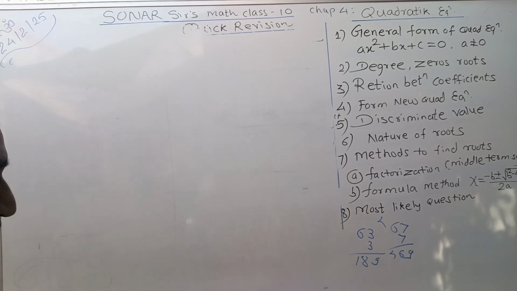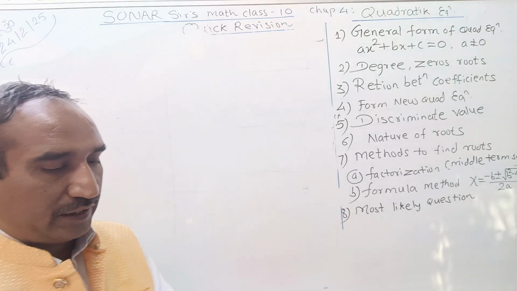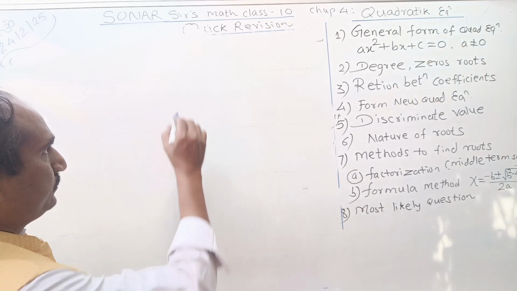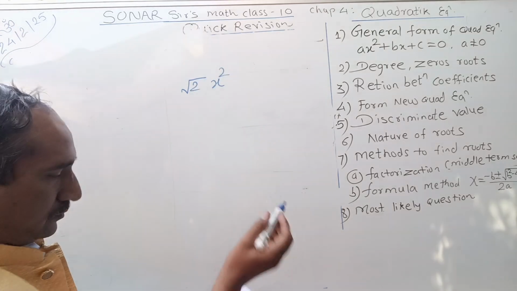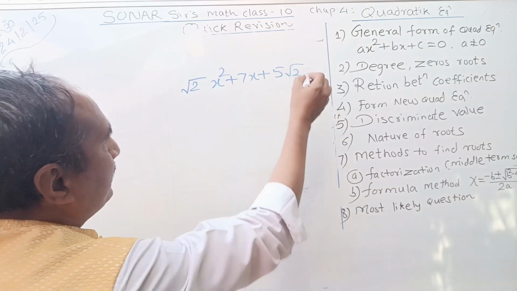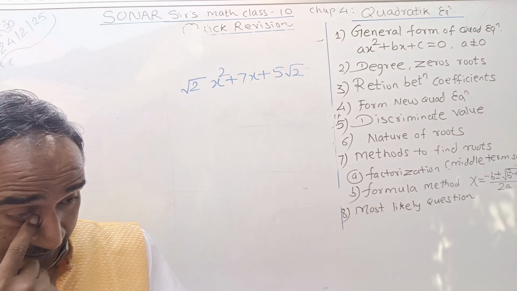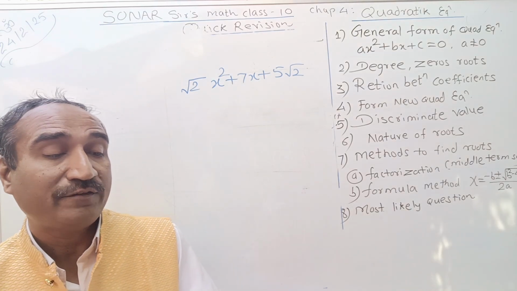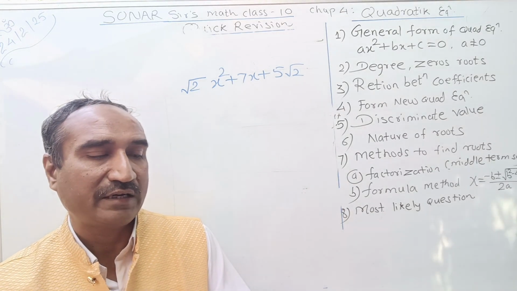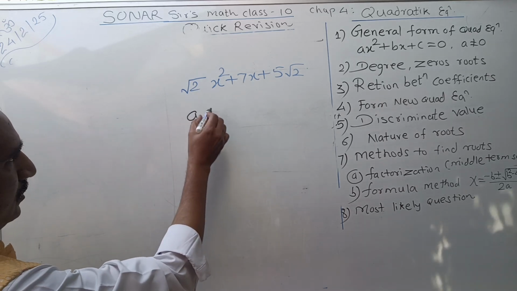Let's discuss one more question related to the quadratic equation. So the second question is root 2 x square plus 7x plus 5 root 2. This is a quadratic polynomial. Now let me read the question. Determine whether the given quadratic equation has real roots. First we have to determine whether this equation has real roots, and then we have to find them also. So let's discuss the solution.